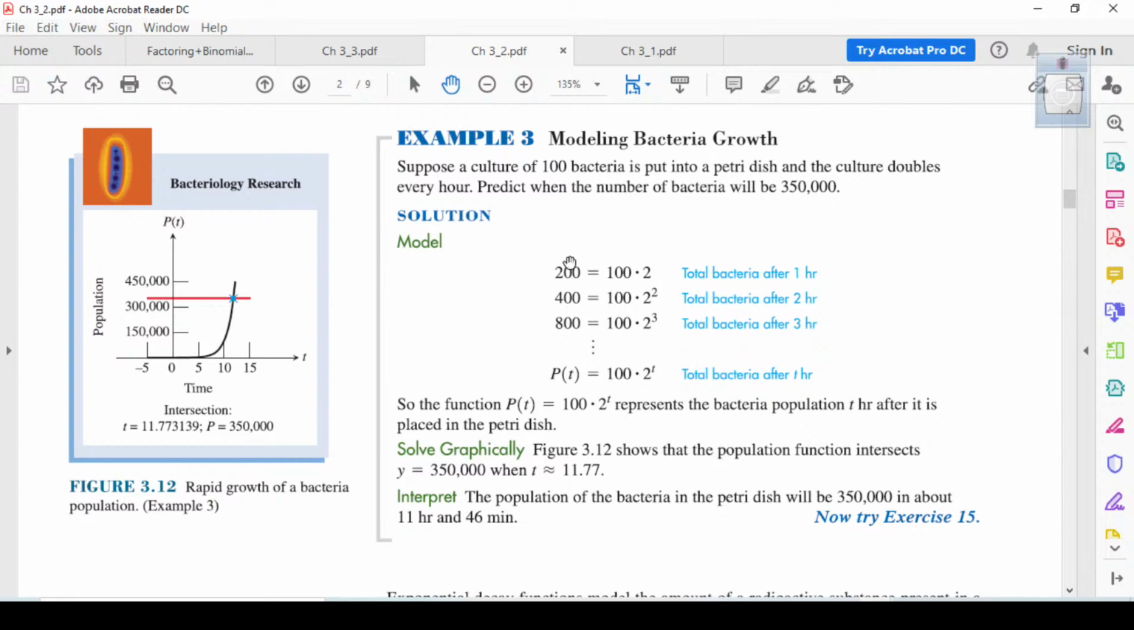Okay, so in the dish, the culture doubles every hour, you're going to get twice as much. So it's 200, 2 times 100, then 400 because you're doubling the 200, then 800, etc. And if you look at this carefully, you're going to find out you actually have a base of 2 raised to a power, times 100. The a is 100 in this case, which you probably could tell by now. That's going to be a humongous growth here, right? Very much growing, vast.